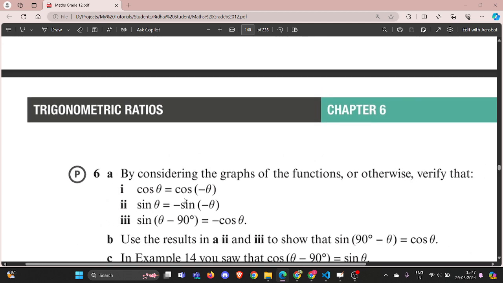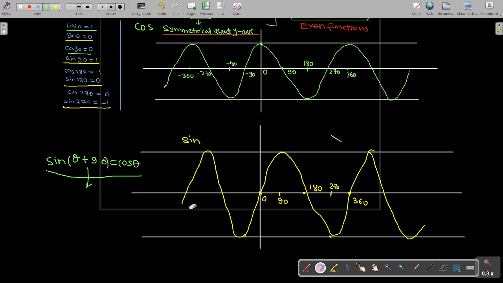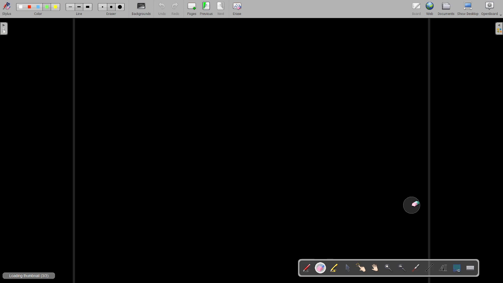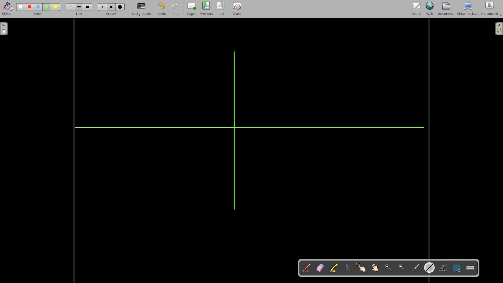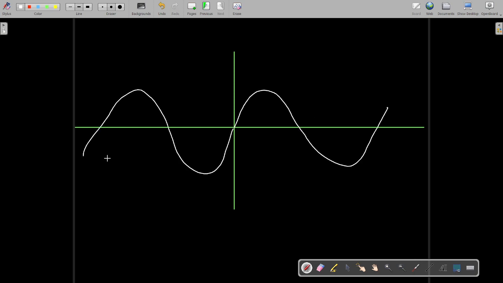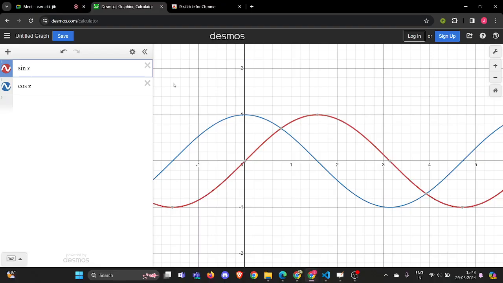Using the graph. So it's basically asking you, if I gave you a graph here, sine theta. This is the graph of sine theta, right? They have an equal distance, you can say, in the positive and negative range. You pick any point, and the positive and negative will have the same range.